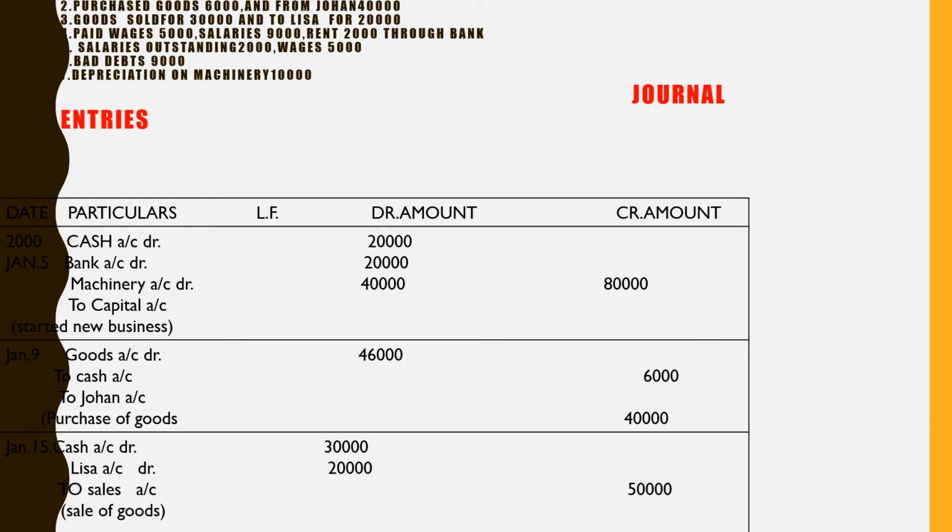Then the next is we have sold the goods. For 30,000 we have sold for cash. 20,000 we have sold on credit to Lisa. The total sales are 50,000. So we will write cash account debit 30,000, Lisa account debit 20,000, to sales account 50,000.